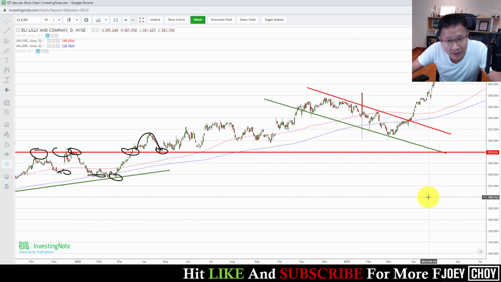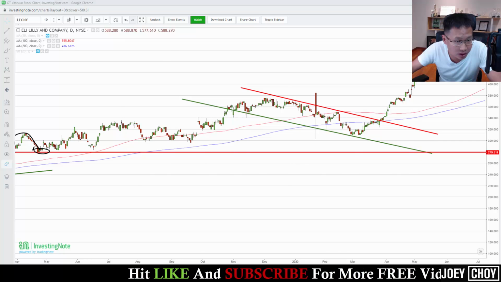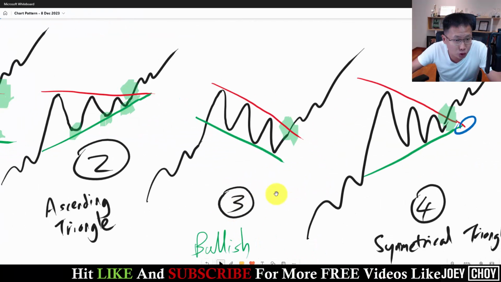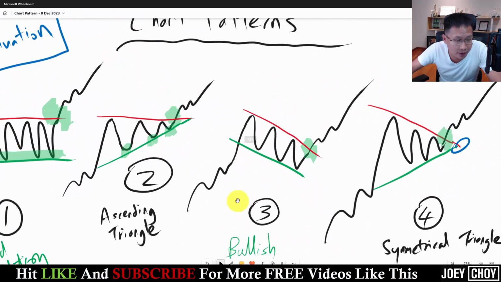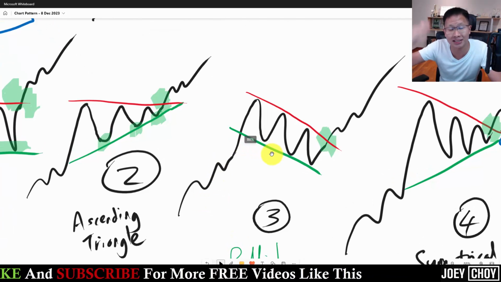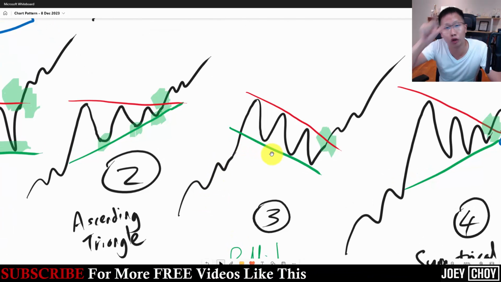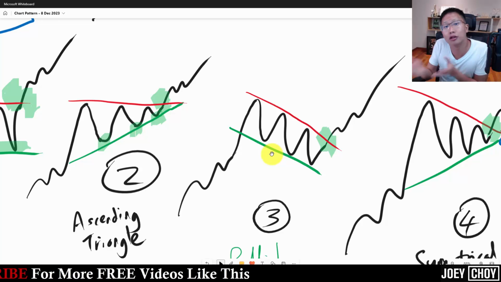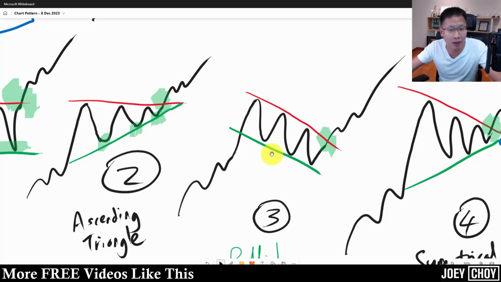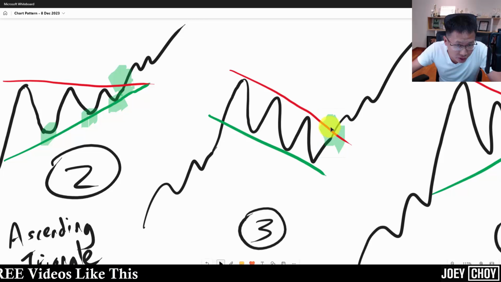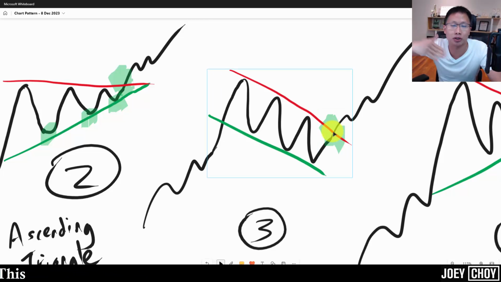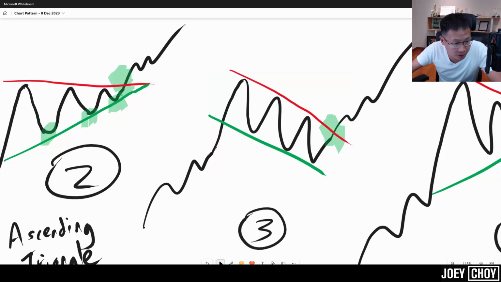Next, we can also see that there is this pattern right over here. And what is this pattern? Well, this pattern would be what we call number 3, the bullish flag. Remember, after pushing up and up and up, we might see a bit of short-term weakness. It formed lower highs and lower lows, but the longer-term uptrend was still pretty okay. And when it finally broke this red line, the downward sloping channel resistance line, that is where the uptrend can continue again. All right, so let's see if that happens.